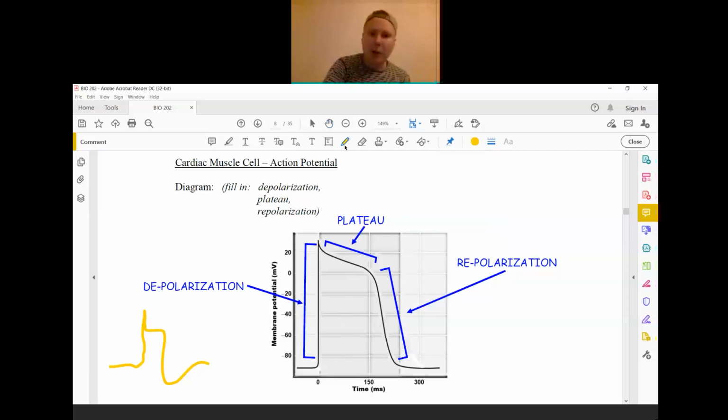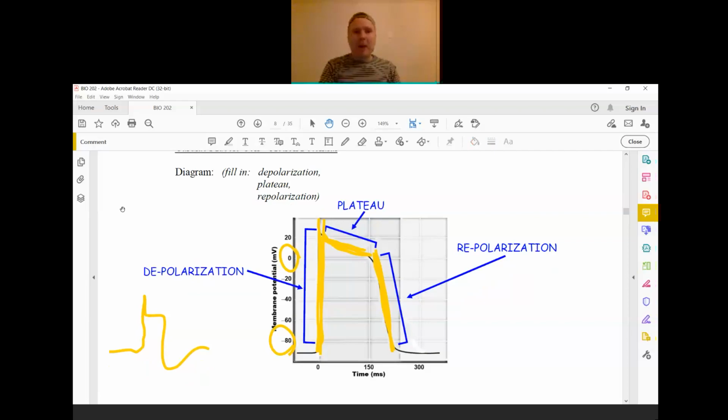So let's notice these parts. Depolarization was again going towards 0 and even above it. Plateau was this stable state of electrical current. And repolarization was becoming polar again, away from 0. But what you'll notice is that this takes longer than in a nerve cell so that the blood has time to flow.